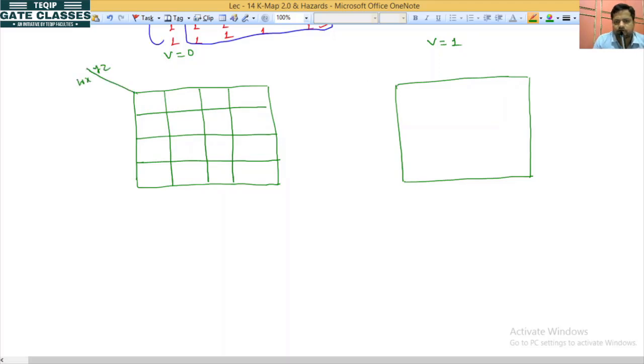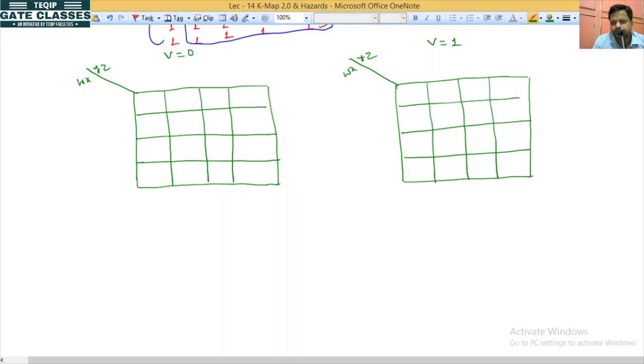wxyz will form a map of 4 variables, so it will be like this. This v equal to 0 is common in all the cells of the first K map. Similarly here, in all the cells v equal to 1 is common, because in the first 16 combinations the value of v is 0, and in the last 16 combinations the value of v is 1.